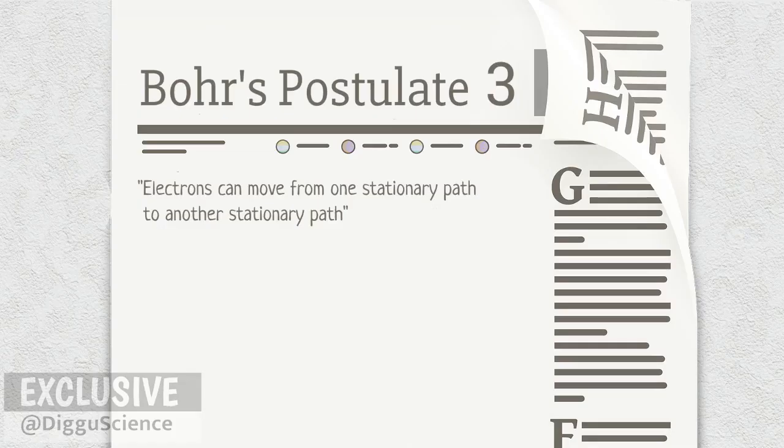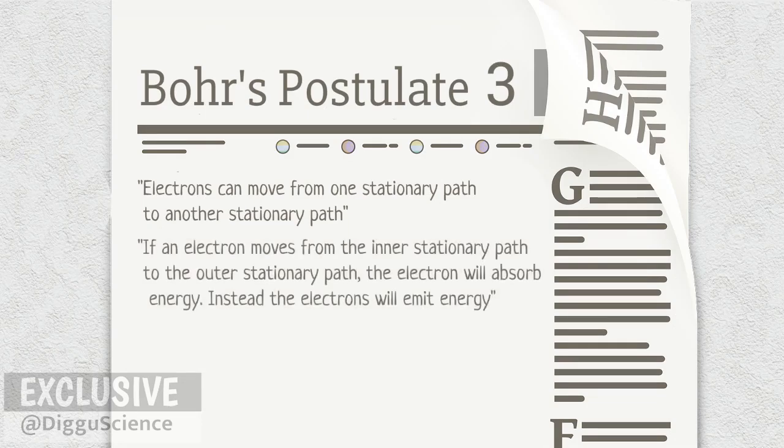Third postulate. Electrons can move from one stationary path to another stationary path. If an electron moves from the inner stationary path to the outer stationary path, the electron will absorb energy. Instead, the electrons will emit energy. The energy emitted or absorbed is equal to hf.